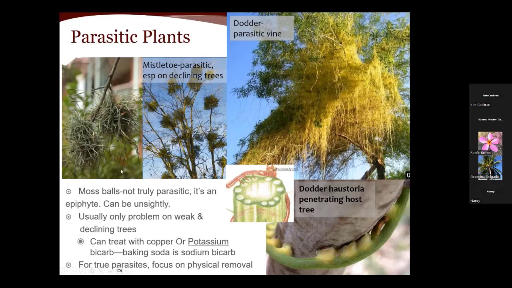Mossballs are thrown in here because they're often confused for parasitic plants, but they're not. They're actually epiphytes. They're in the same genus as those fancy little air plants that we all buy because they're cute. But some people don't like the way they look, so you can treat them with copper or potassium bicarb. Baking soda is sodium bicarb. You can use that, but it's not going to be as effective as potassium bicarb.